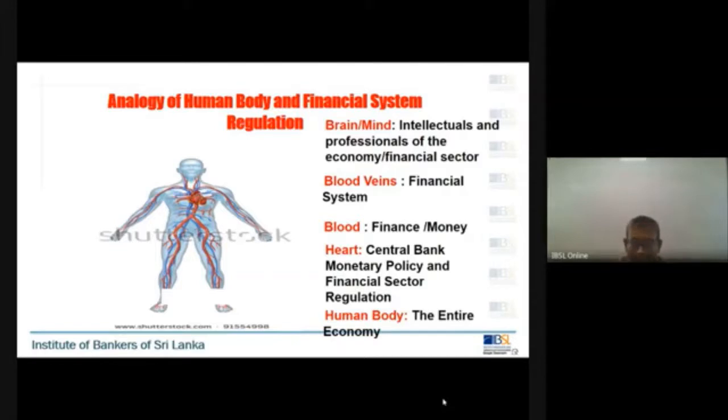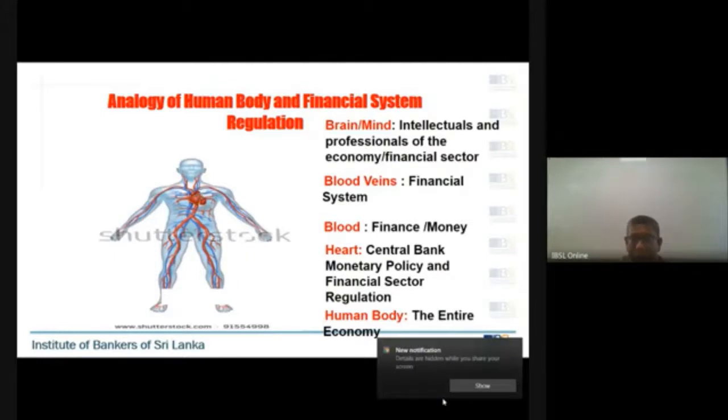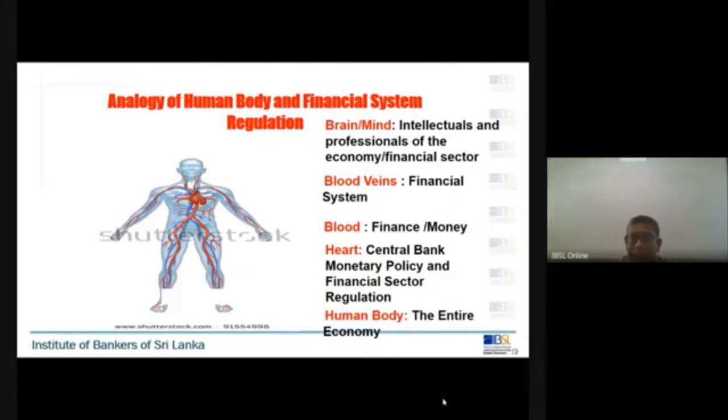Now, if you look at the human body and the financial system, we can compare. The financial system and its regulations are like a human body, right? Now what is the brain? We call them the intellectuals and professionals of the financial sector. Brain is the financial sector. The blood veins are the financial systems. It goes in the financial system, and inside is the finance. That's the blood. Finance is blood. Heart is the central bank, and other financial sector regulators, which monitor the circulation of blood in the financial system. So the entire human body is our economy. Right? I'm just telling you how important financial system regulation is.